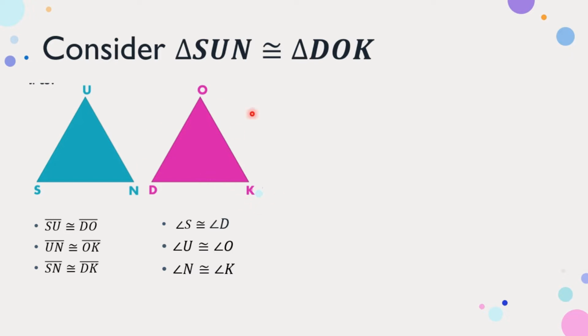Now, let's apply these ideas of congruent statements and congruent triangles with measurement. So, let's have first example. If SU is 12 centimeters, ito daw ay 12 centimeters. What is the measure of DO? Ano daw kaya yung DO?